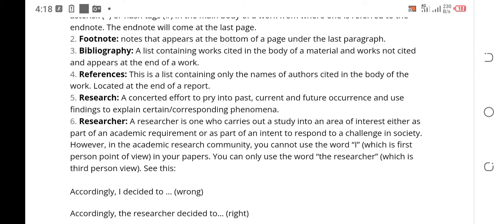Then what is research? Research is a concerted effort to pry into the past, current, and future occurrences and use findings to explain certain corresponding phenomena. Okay, let's forget about all those grammars. Research is any work at all you do to find information, to find knowledge.